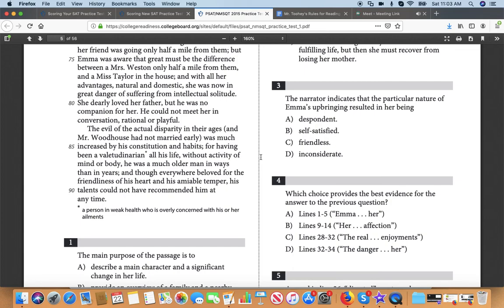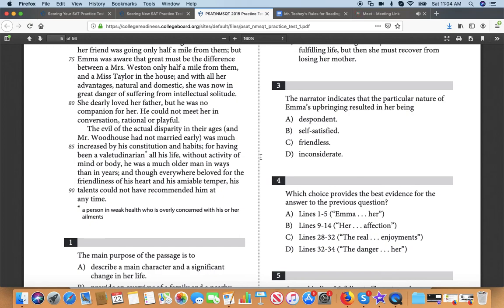Friendless. Does the narrator indicate the particular nature of Emma's upbringing results in her being friendless? Well, she wasn't friendless. She felt friendless at the end after she left, but that wasn't a result of her upbringing. She had a really good friend. Who? Miss Taylor. So get rid of C. That's ridiculous. What about D?